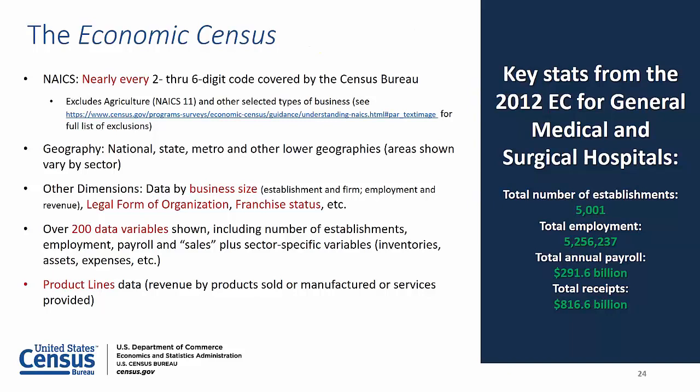The Economic Census also publishes information on legal form of organization. So for example, if I was interested in finding out how many businesses in the healthcare sector are corporations versus proprietorships versus partnerships, that type of information would be available in our LFO tables. And finally, the Economic Census includes information on franchise status.